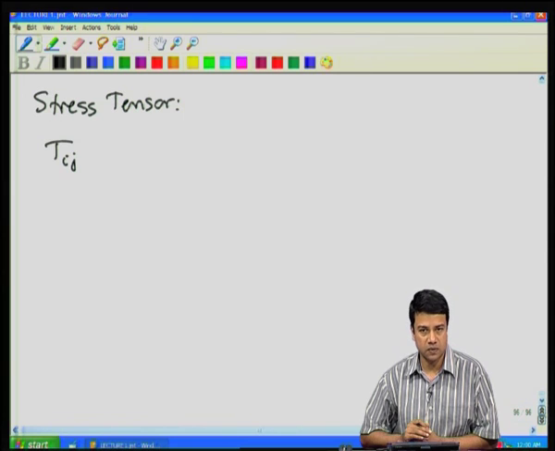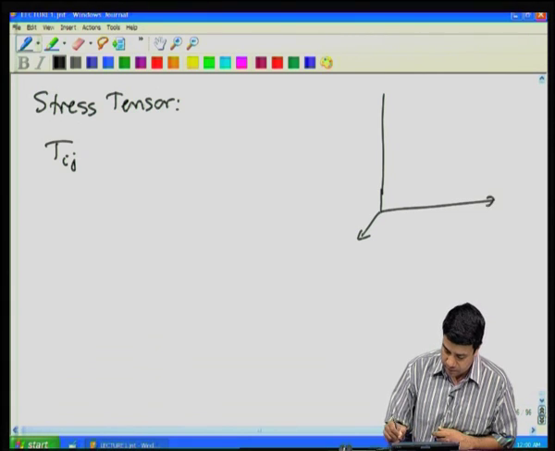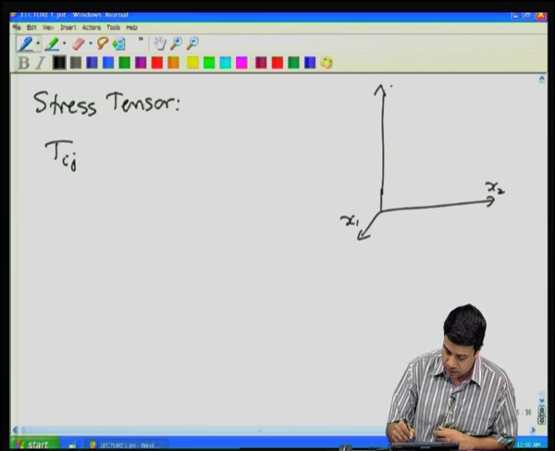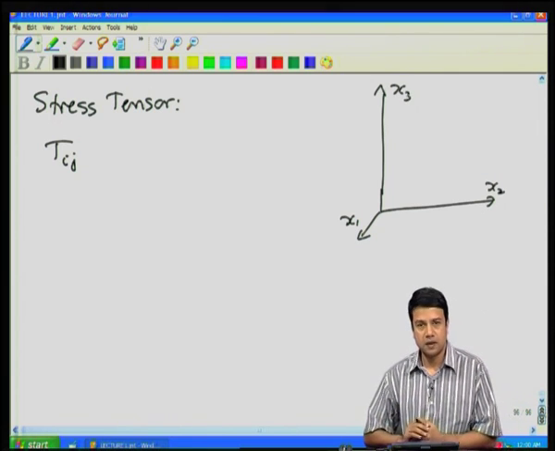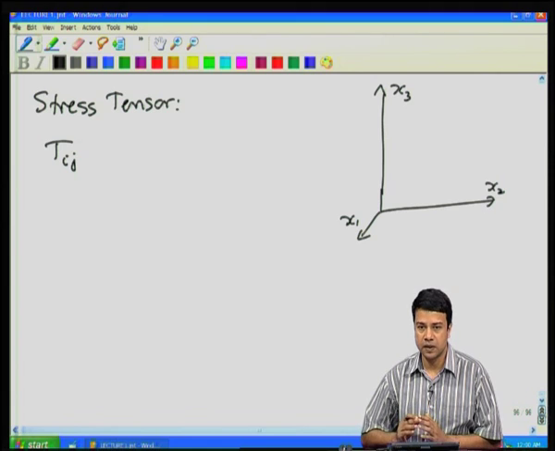So, T11, if I have a coordinate system here, x1, x2, x3, T11 is the force per unit area in the x1 direction acting at a surface whose unit normal is in the x1 direction. T12 is the force per unit area in the x1 direction acting at a surface whose unit normal is in the x2 direction, and so on.